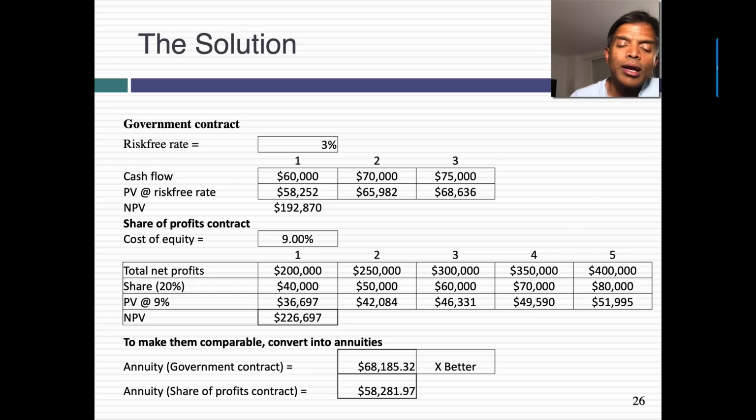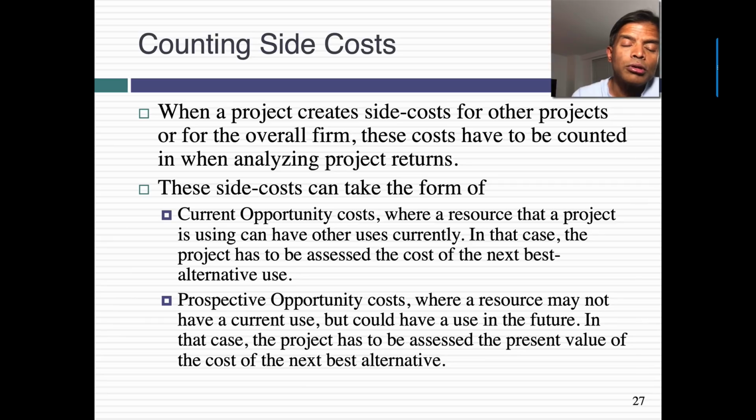I do the same thing with the second project. I take the 226,697, I make that my present value. This time I enter N as 5, my discount rate is 9%, and I look for the payment. I come up with 58,282. What does that mean? If you offered me 58,282 every year for the next 5 years, it's the equivalent of offering me 227,000 today. That's an annuity as well. I can compare annuities, and based on those annuities, I would take project 1 over project 2. But essentially, it's because they have different lives that I have to take this extra step.